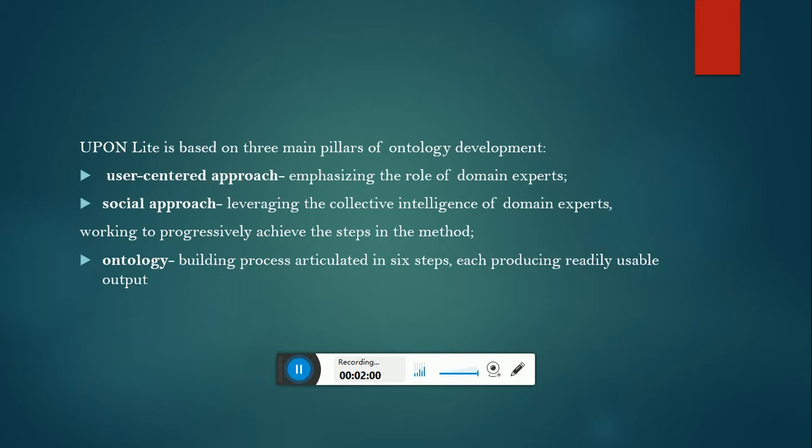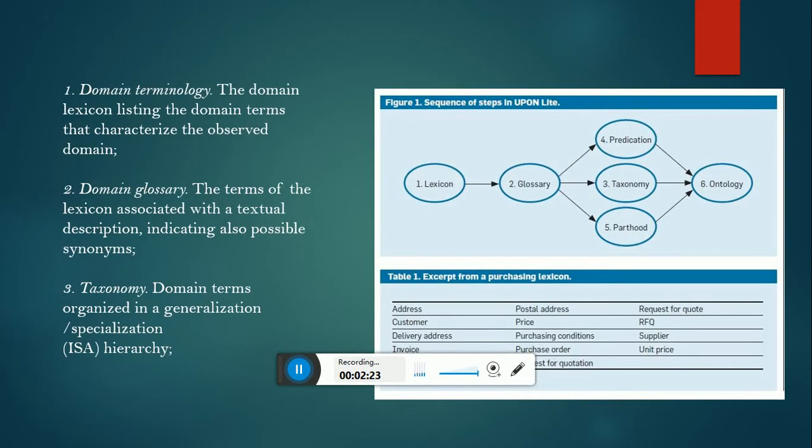UPON Lite has 3 main pillars of ontology development. One is the user-centered approach, emphasizing the role of the domain expert. Another is the social approach, leveraging the collective intelligence of domain experts, working to progressively achieve the steps in the method. And the ontology itself is articulated in 6 steps, each producing readily usable outputs. So in the sequence shown here, we have 6 UPON Lite steps that are lexicon, glossary, predication, taxonomy, parthood and ontology.